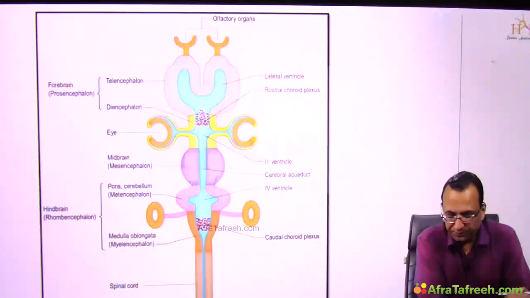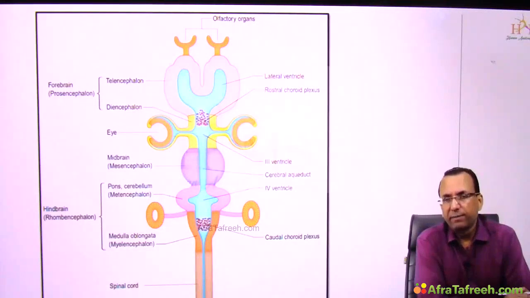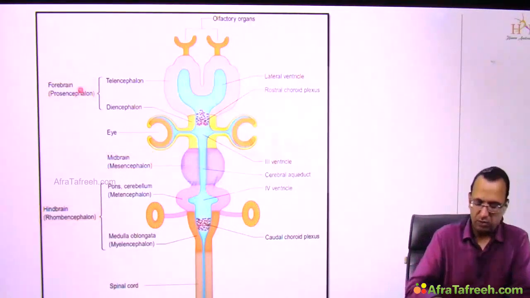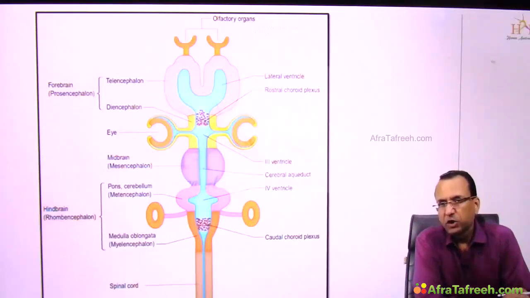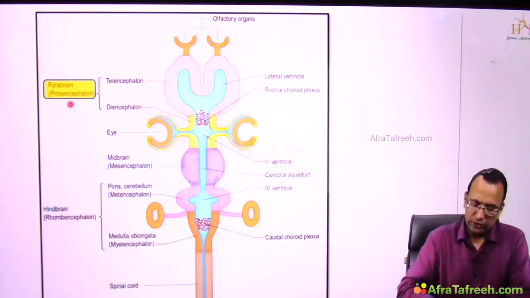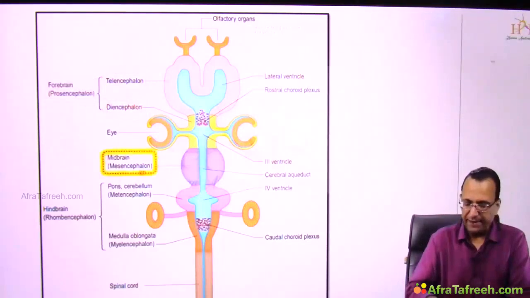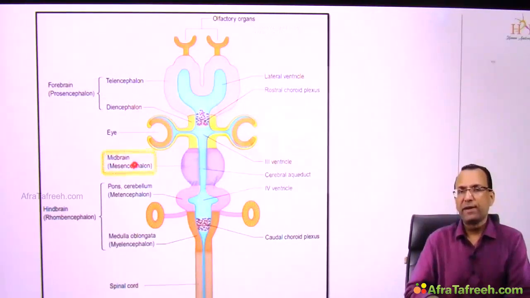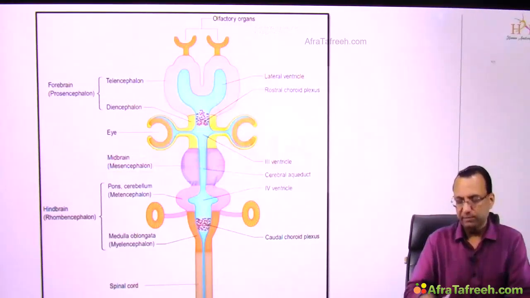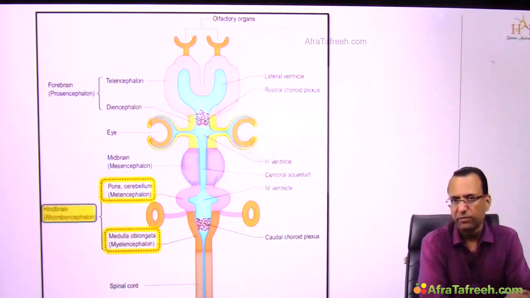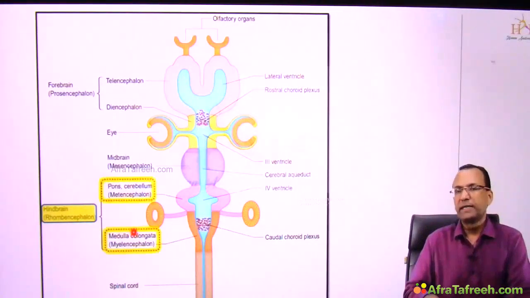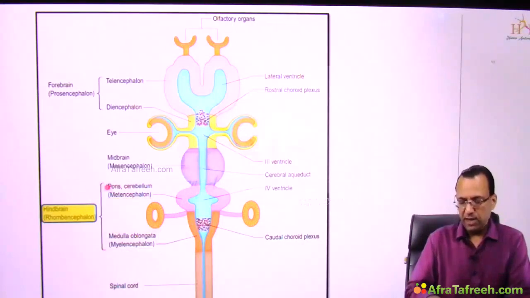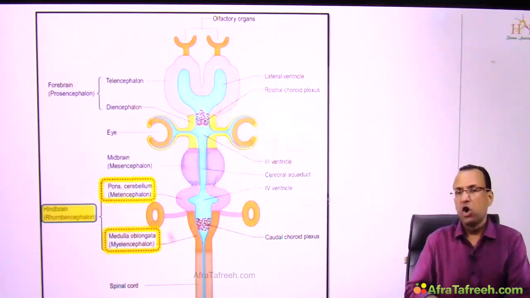See, these are the 3 parts of the brain developing, which are called prosencephalon, the forebrain, mesencephalon, the midbrain, and the rhombencephalon, the hindbrain. Now, the forebrain itself divides into 2, which are called telencephalon and diencephalon. Midbrain is mesencephalon, and it will not divide into any further components. It will remain as midbrain only. And what about the hindbrain, rhombencephalon? It will divide into 2 components. One is called metencephalon, which is the pons and cerebellum, and the myelencephalon, which is the medulla oblongata.